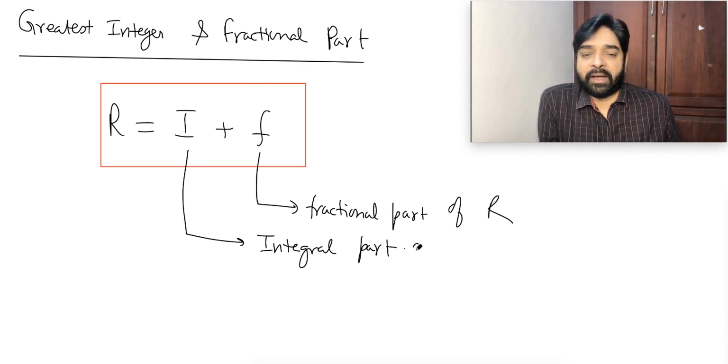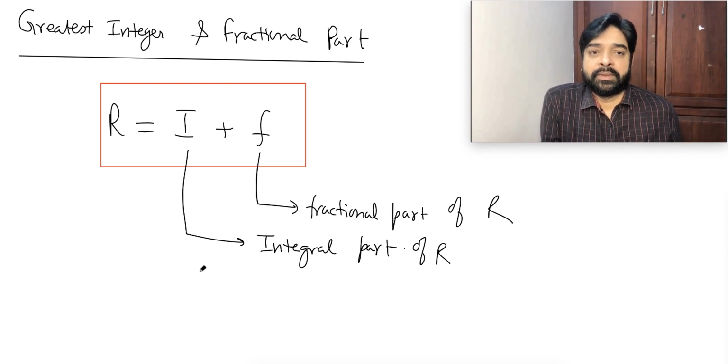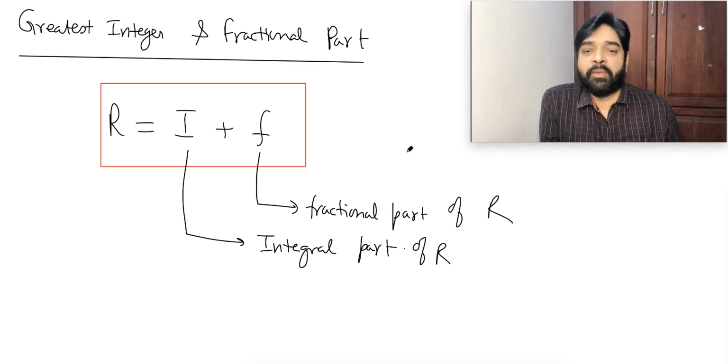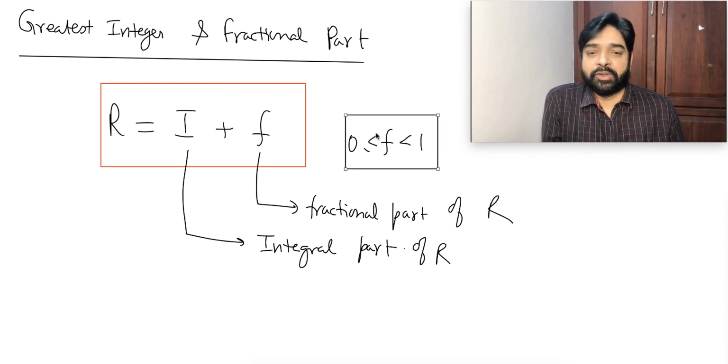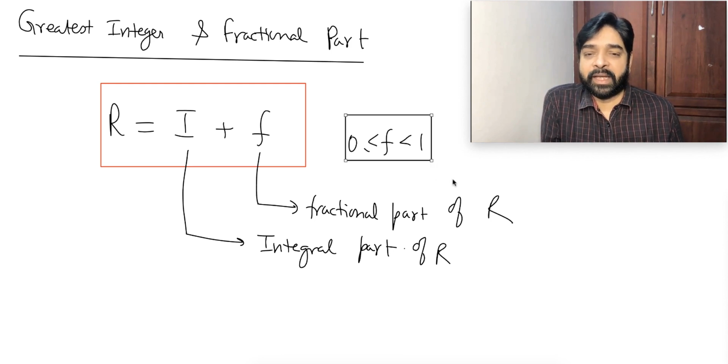This is the integral part of R. The fractional part has one condition: it should always lie between 0 and 1. It's the most important condition. It should always lie between 0 and 1, which means the fractional part of a number cannot be greater than 1.